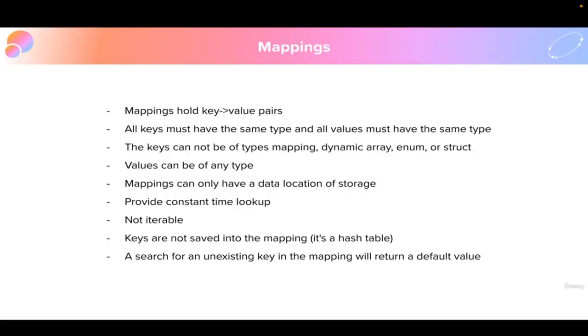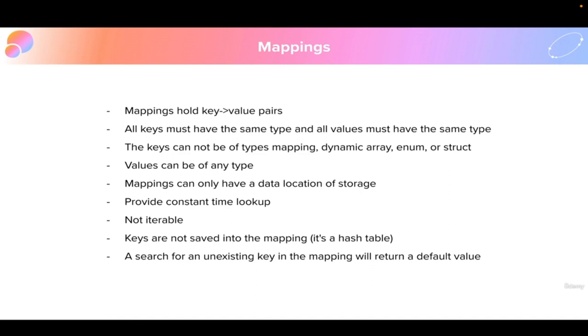Solidity mappings are similar to a Python dictionary, a Go map, or a Java hash map. Mappings hold key-value pairs. All keys must have the same type, and all values must also have the same type. The two can be of different types, of course. So you could have a mapping from address to uint, or uint to Boolean, and so on.